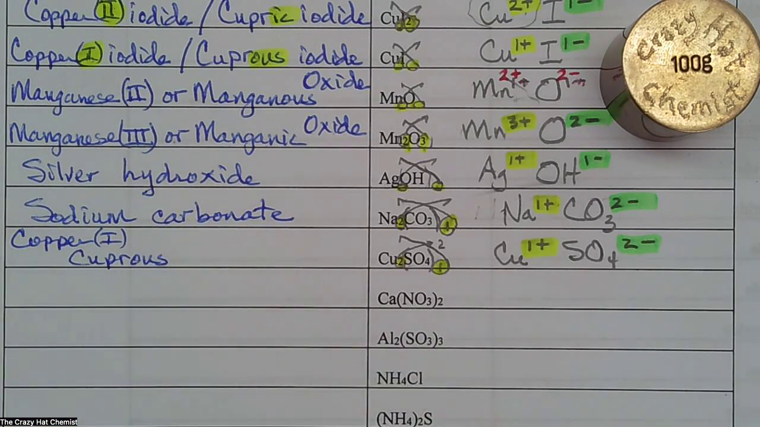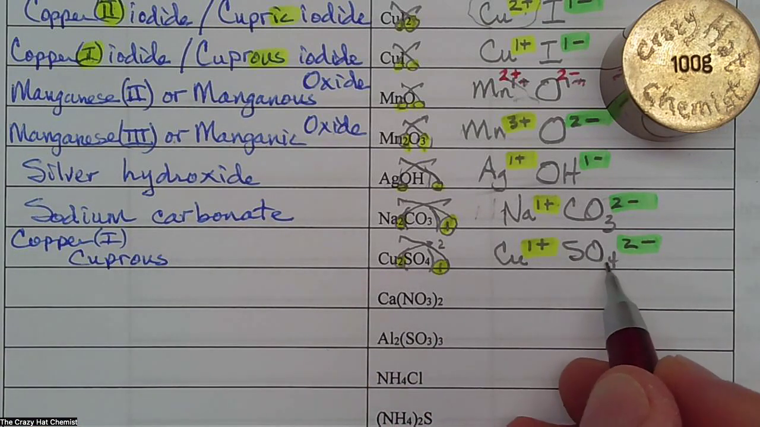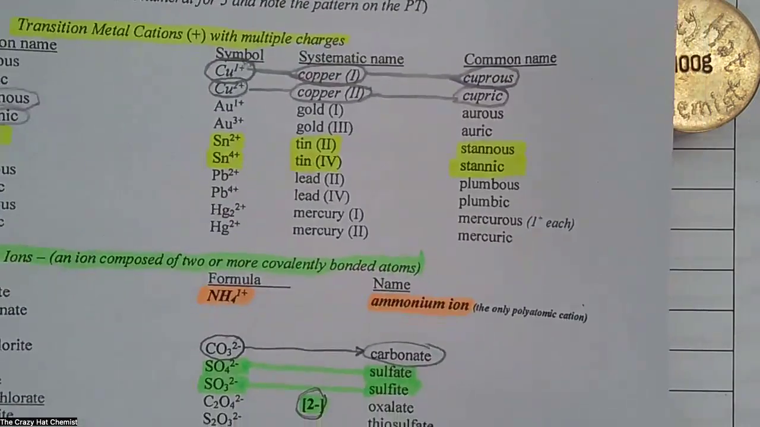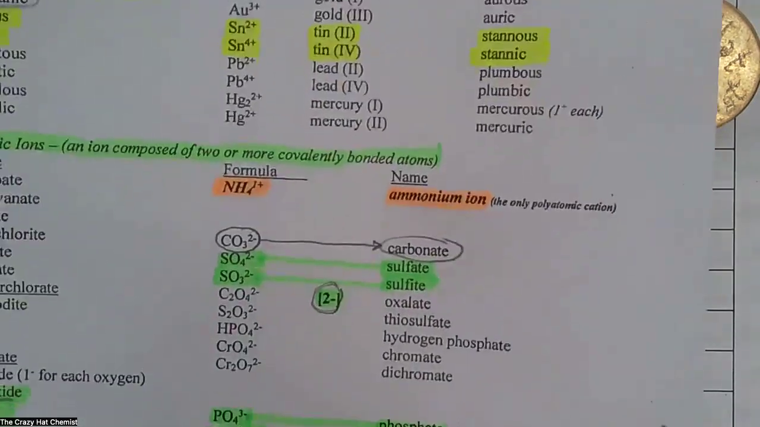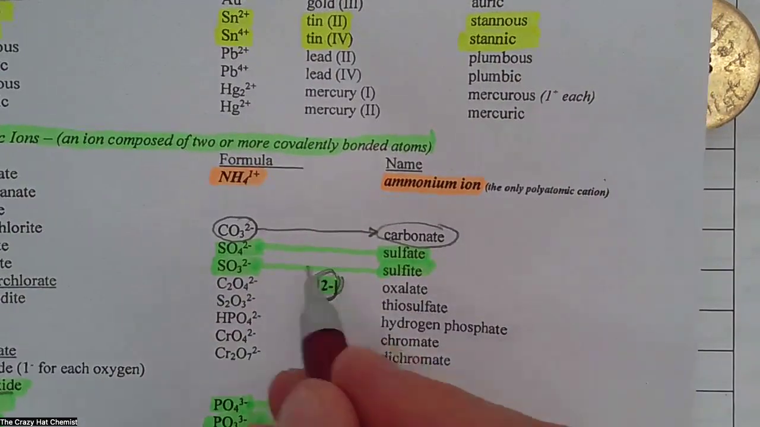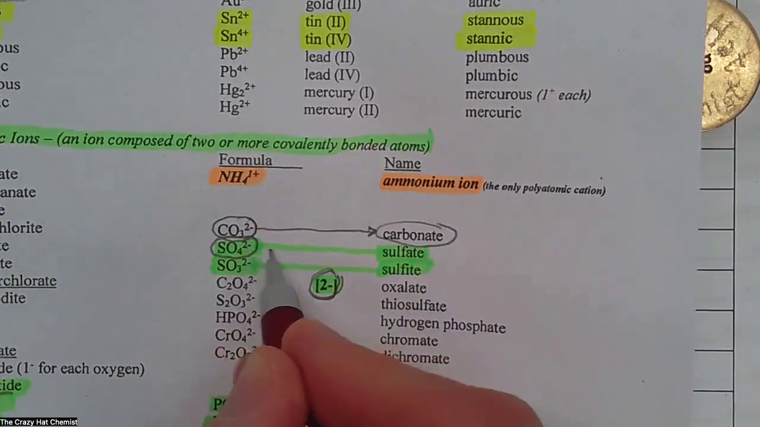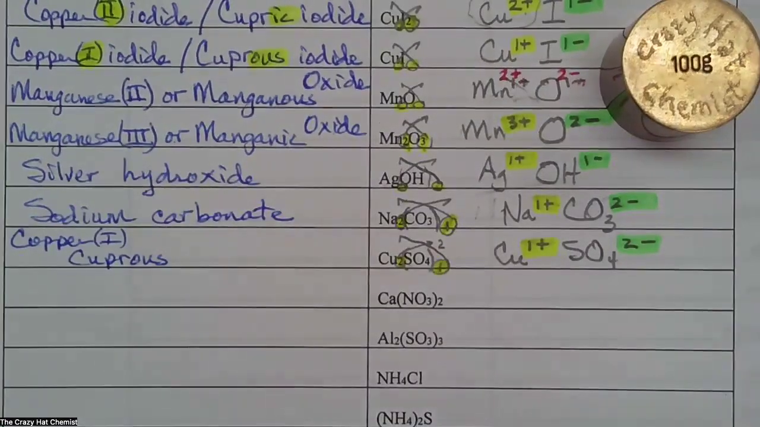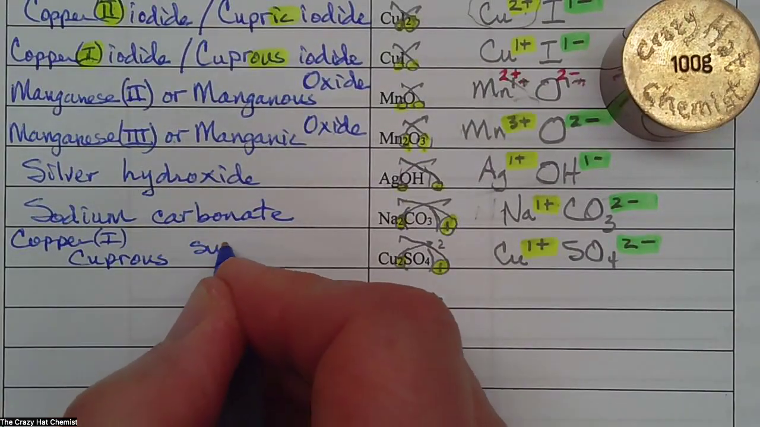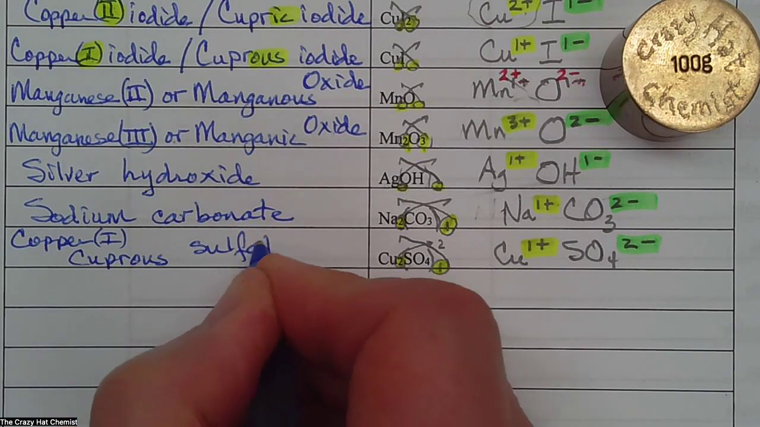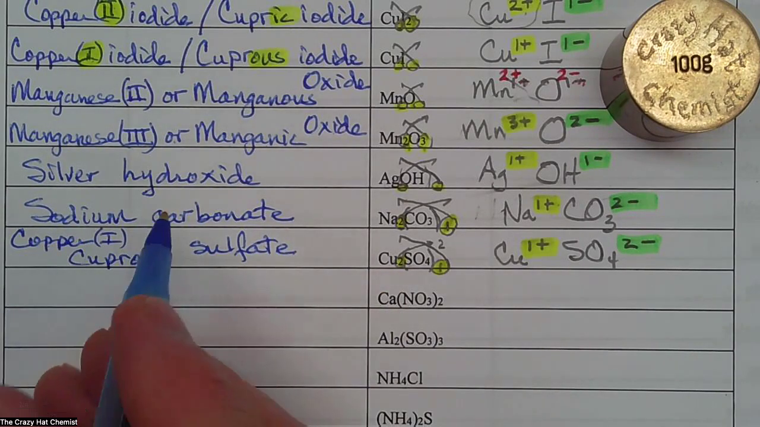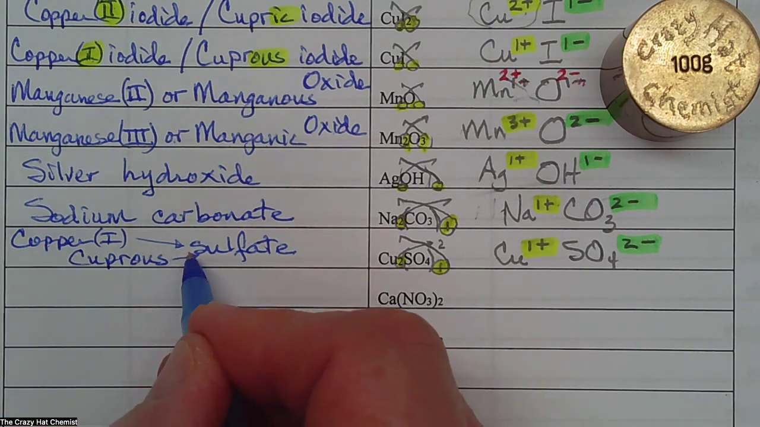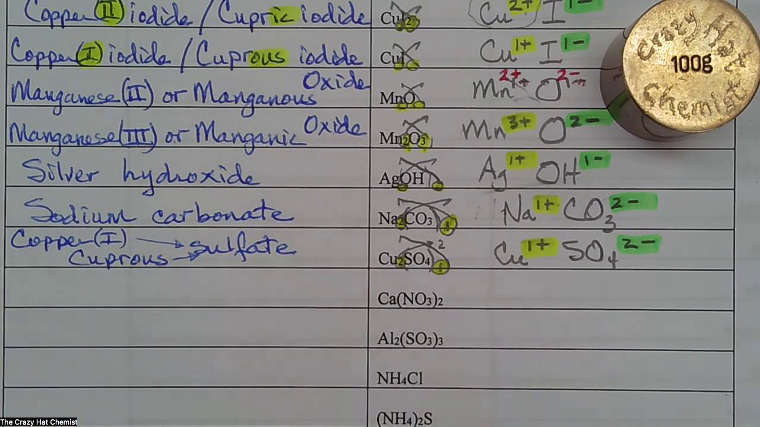And then we need to find this polyatomic ion, SO4. It's in the 2 minus category. So in the 2 minus category, there's SO4. It's a 2 minus. That corresponds to sulfate. So here we go. Sulfate, SULFATE. So it's going to be copper, Roman numeral 1 sulfate, or cuprous sulfate.